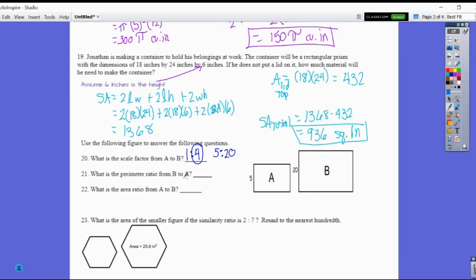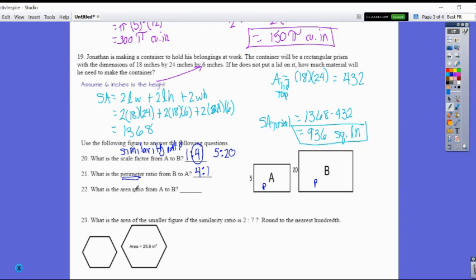The perimeter ratio then from B to A. So I got to find the perimeter of B compared to the perimeter of A. Well, that's going to be a little bit difficult because it only gives me one side length. I don't know what the other part of this rectangle is. Hopefully it has clicked into you, though, that perimeter ratio is the same as the similarity ratio. Okay. So if I know what my similarity ratio is from B to A, that's the backwards from A to B, 4 to 1, perimeter ratio then is going to be the same, 4 to 1.